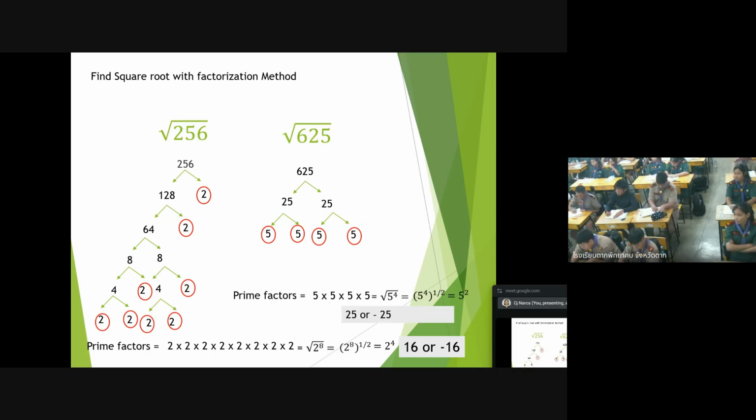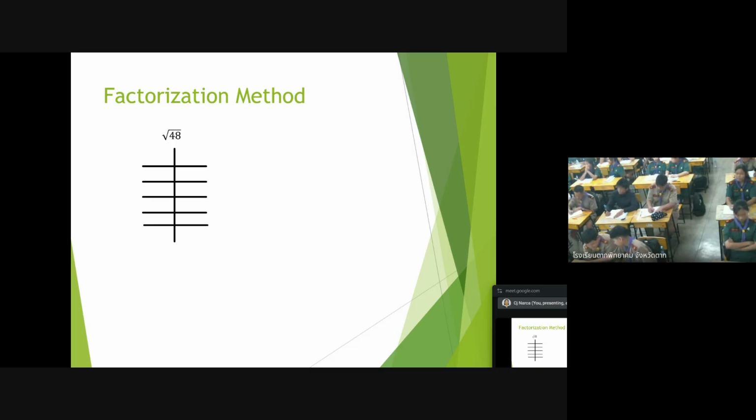25. So why do we have a positive and negative? Because if you multiply negative numbers, it is also positive. And then positive, positive. So that's why we have 2 answers. Okay? Understand? Understand? Okay, how about this?